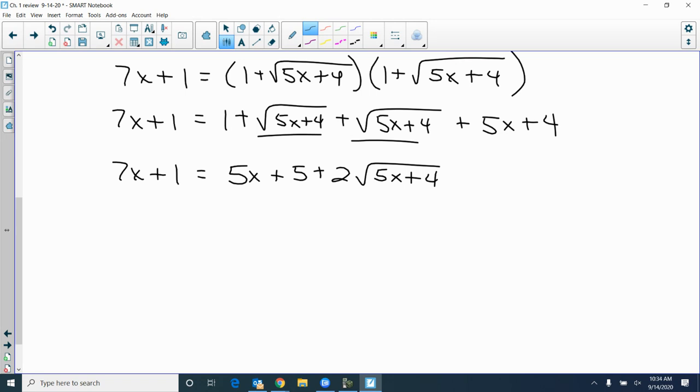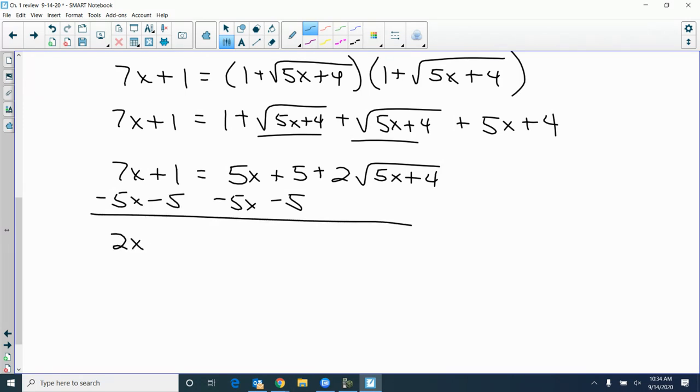Okay, once we get to this point, you want to isolate this square root again. So I want to subtract 5x. I want to subtract 5. 7x minus 5x is 2x. 1 minus 5 is negative 4 equals 2 square root of 5x plus 4.